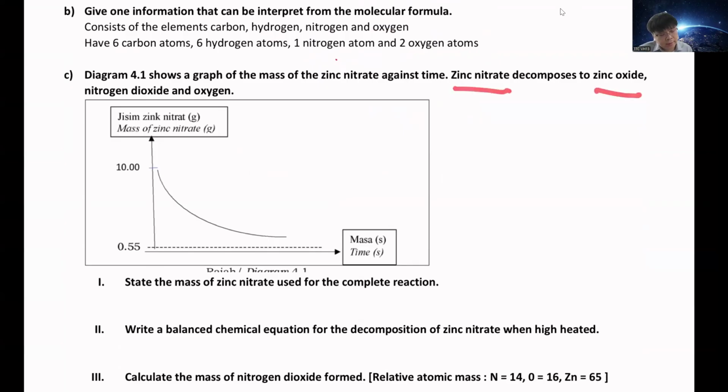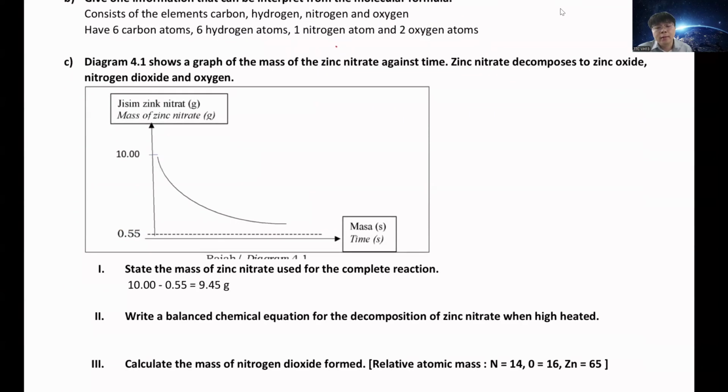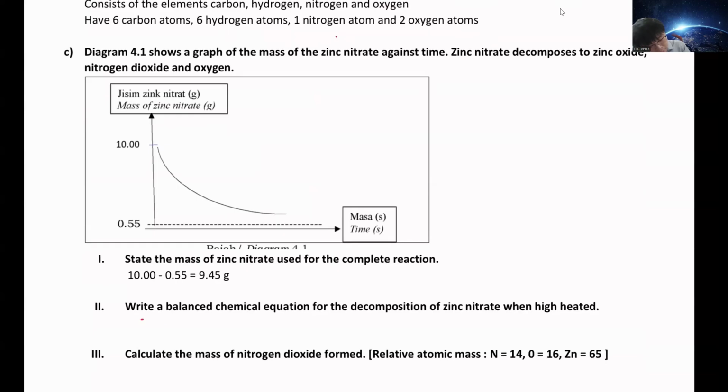Then okay, you can see here, this is considered slightly tricky, but he said that zinc nitrate decomposes to become zinc oxide, nitrogen dioxide, and oxygen gas. Then they ask you what is the mass of zinc nitrate used. You can see starting, ending. So you subtract, you will get 9.45 used up. Then balance the equation: zinc nitrate, after heat, produces zinc oxide plus NO2 plus O2.